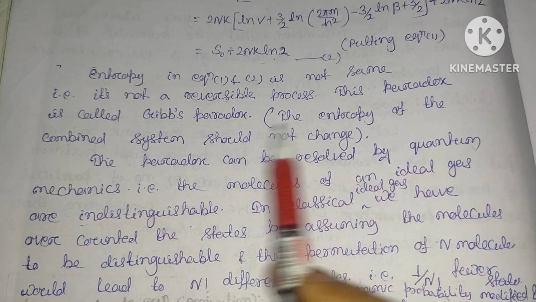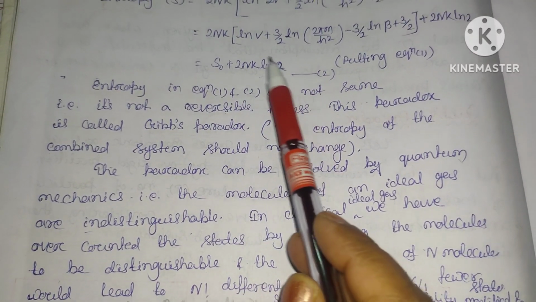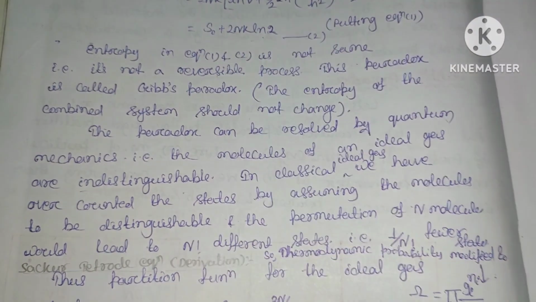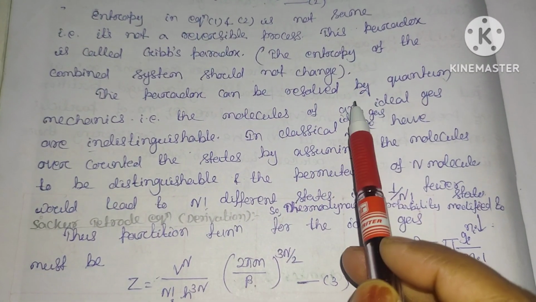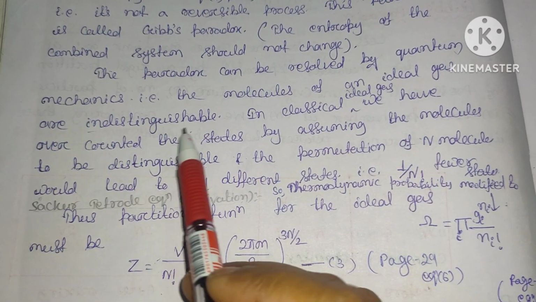So the entropy of the combined system should not change. Here you can see that the entropy changes by the factor 2nk log 2. So the paradox can be resolved by quantum mechanics, that is, the molecules in an ideal gas are indistinguishable.